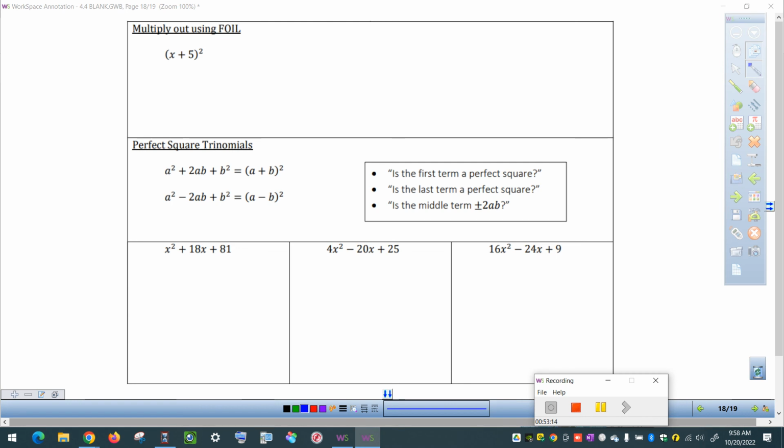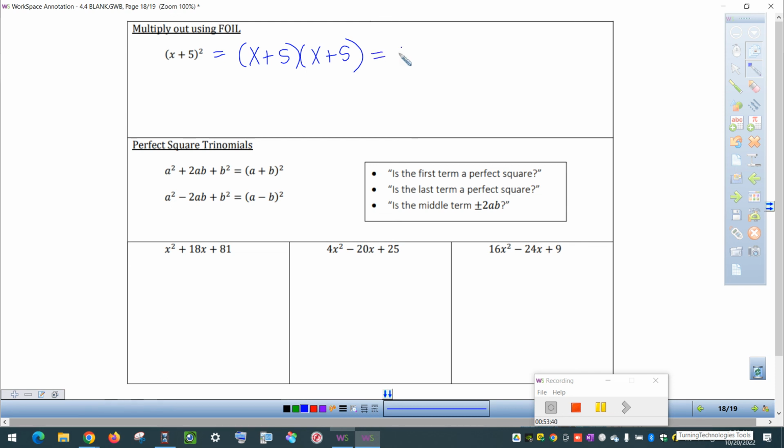This one is going to begin with a quick introduction using FOIL as well. So remember that when we have a quantity that is being squared, that means that it's being multiplied by itself. So x plus 5 squared, don't do x squared plus 5 squared. It doesn't work that way. It's x plus 5 times x plus 5. We're multiplying it by itself.